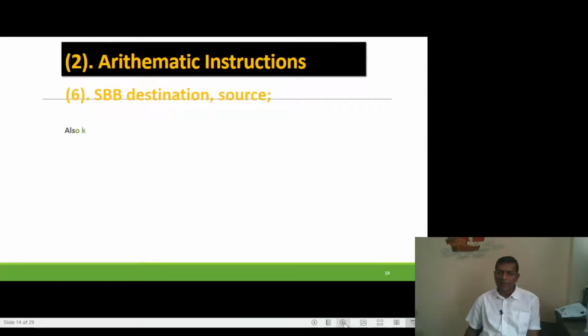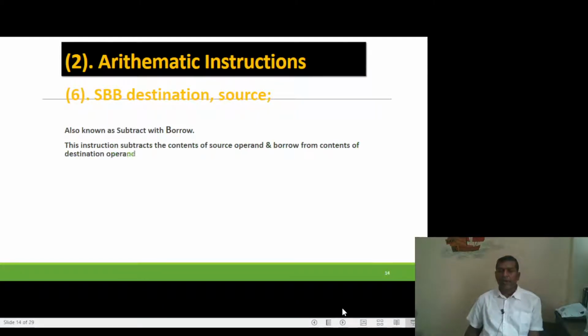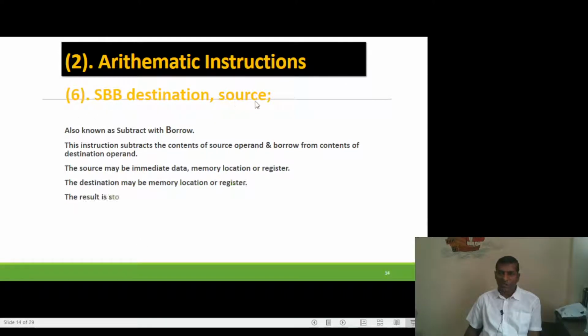The next instruction is SBB. This instruction is subtract with borrow. This SBB destination, source is the structure of writing the instruction. This instruction subtracts the contents of the source operand and borrow from the contents of the destination operand. The source may be immediate data, memory location or register. The destination may be a memory location or a register. The result is stored in the destination place.